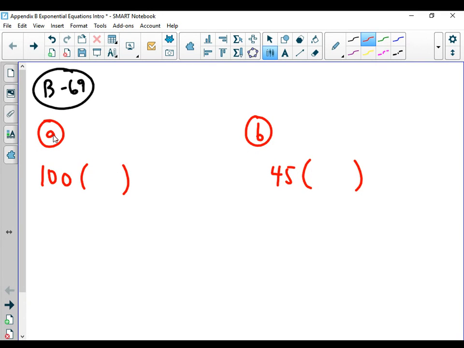All right, hopefully the first two weren't too bad, because they were more along the lines of what we've been looking at already. Other than on part A, they did say that it was going to decay at 6%, so you have to be careful with that. If it's going to decay 6%, what does that mean my multiplier, or my B value, is going to be? Because if I lose 6%, I get to keep 94%. So I'm going to multiply by 0.94.